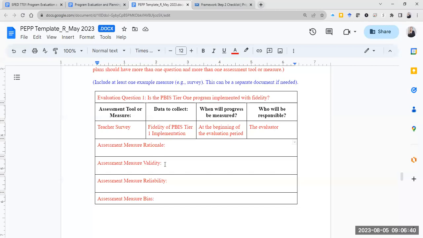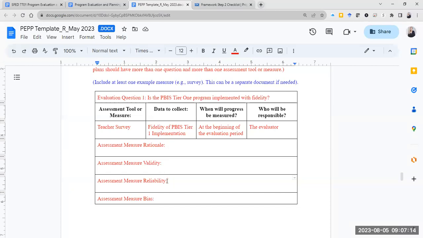Validity. Is the survey actually asking what it's supposed to ask? Is my survey asking about what kind of food is in the cafeteria, or is my survey asking about the fidelity of PBIS? Maybe I'm looking at fidelity, but my question is asking teacher perception, like how do they like it? I think that question is legit: what do they think about the PBIS Tier 1 program? But is it really asking the question about fidelity?